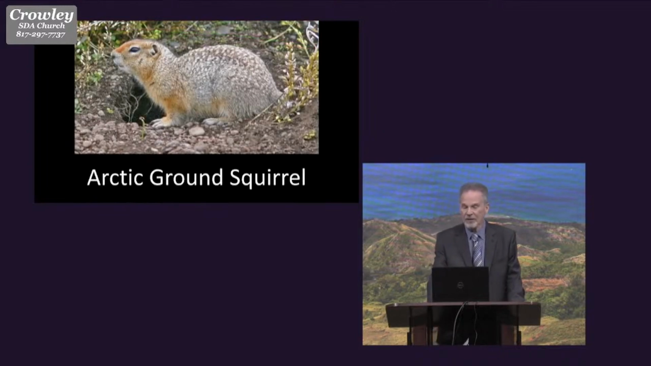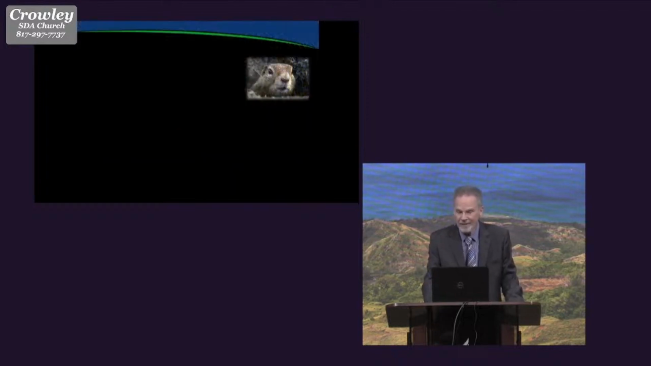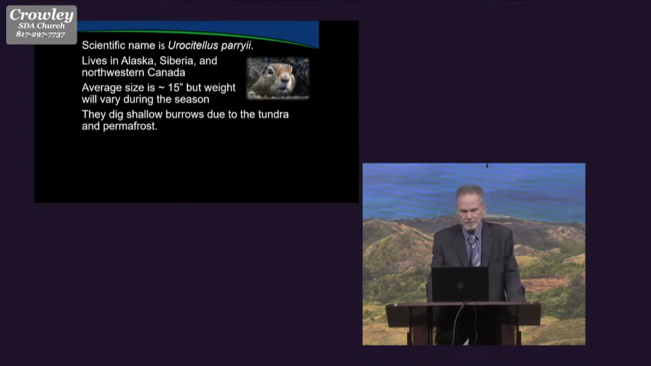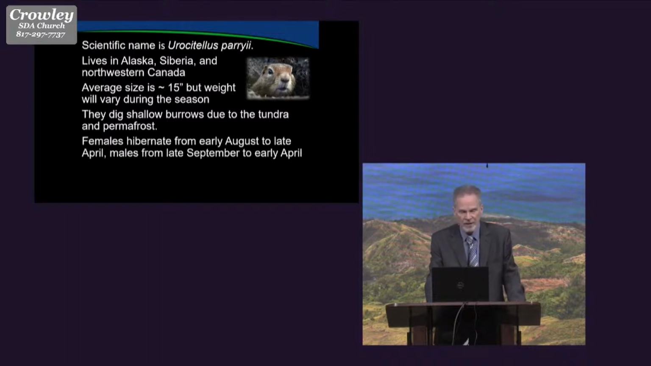Let's look at the Arctic ground squirrel. The Arctic ground squirrel lives, guess where? The Arctic, yeah. The scientific name is whatever this guy is. Lives in Alaska, Siberia, and northwestern Canada. Average size is about 15 inches, and its weight will vary during the season. They dig shallow burrows due to the tundra and the permafrost. Right? They only go so deep before it's rock hard.